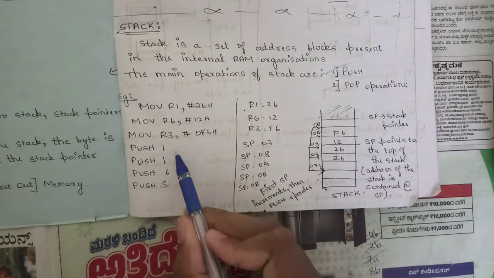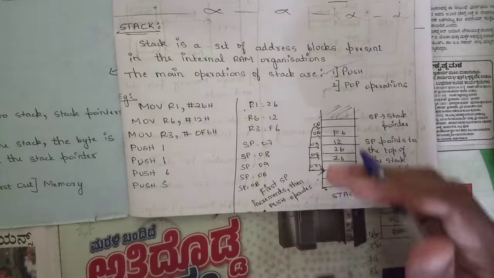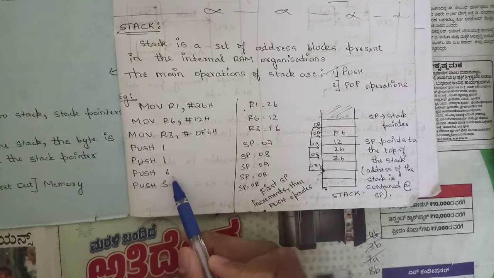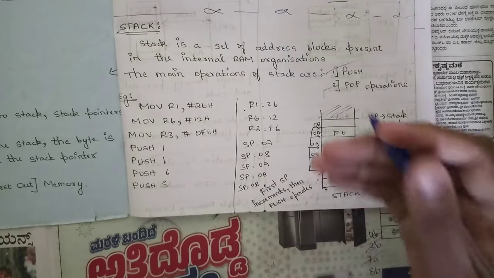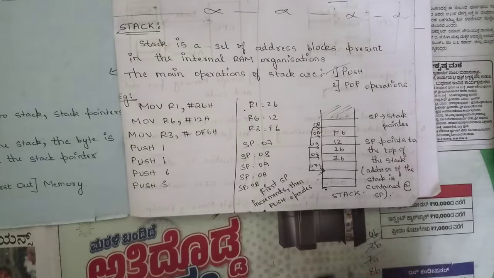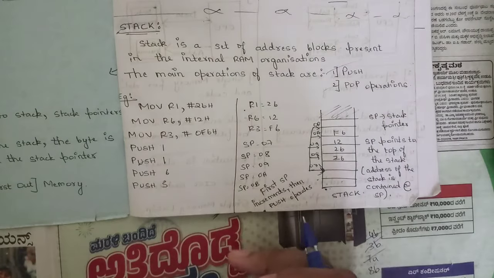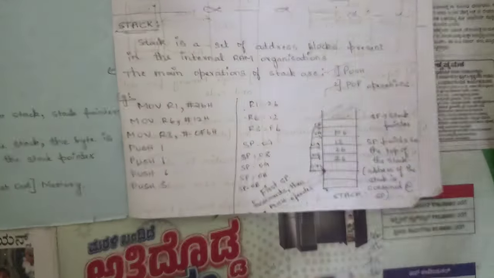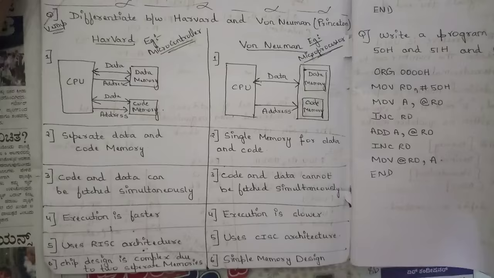That is, push one means the pointer would be incremented to the next address location. Okay, push 6 means it would be incremented by 6 places. Similarly, pop would be decrementing. Okay, yeah. This was all about stack operation, so please note this stack operation down, very important.